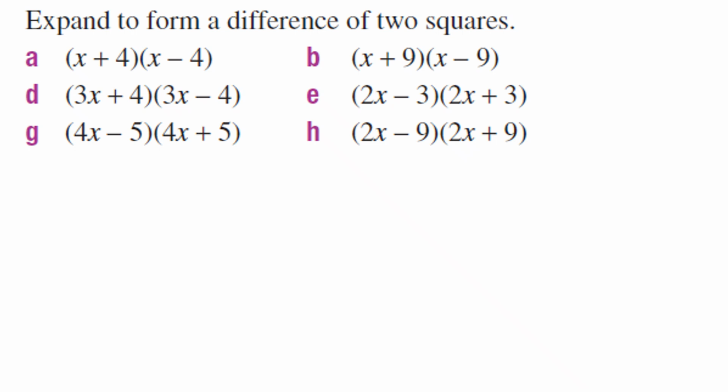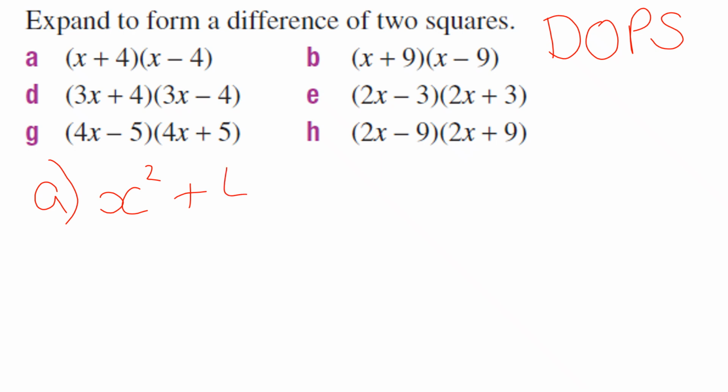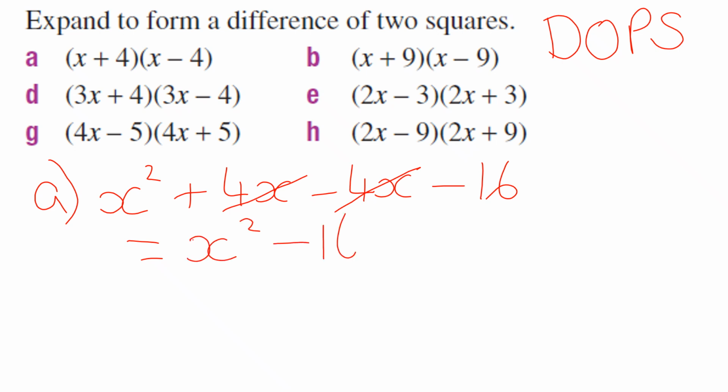We're also going to revise doing a difference of perfect squares, which is often abbreviated DOPS. So we're going to revise this. When we expand this, for example, we're going to get x squared plus 4x minus 4x minus 16. And we notice that plus 4x and minus 4x cancel out. We get x squared minus 16.